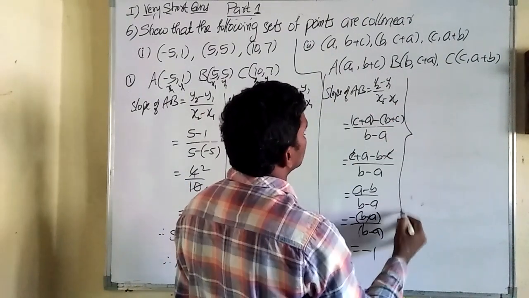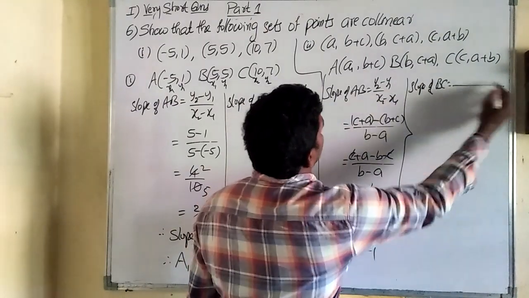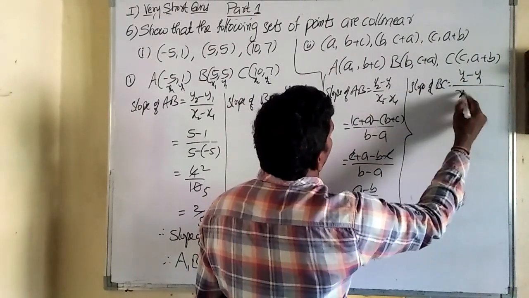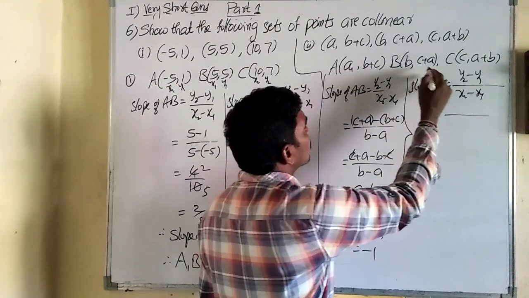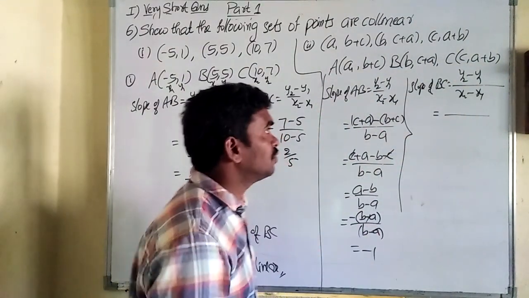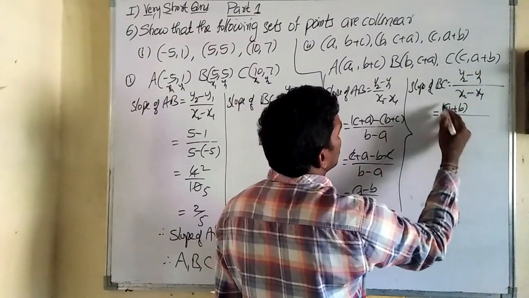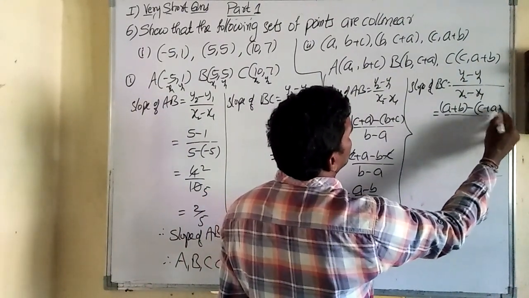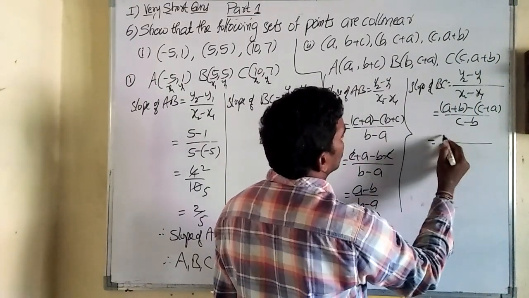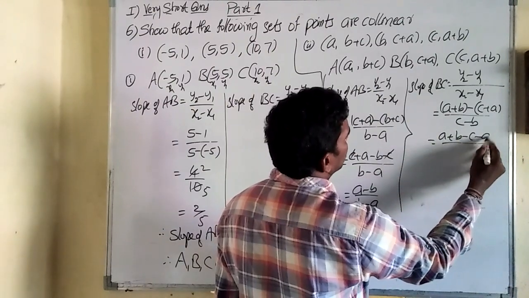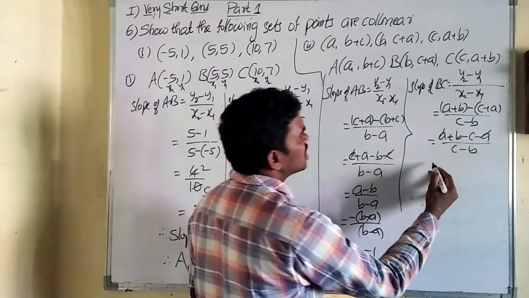And similarly, slope of BC, same formula, y2 minus y1 by x2 minus x1. For B and C, B is (x1, y1) and C becomes (x2, y2). So y2 minus y1 means a plus b minus of c plus a, by x2 minus x1, c minus b. So this equals a plus b minus c minus a by c minus b. Minus a plus a cancel, and b minus c by c minus b.